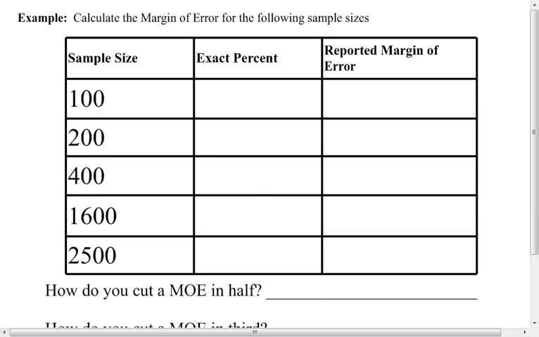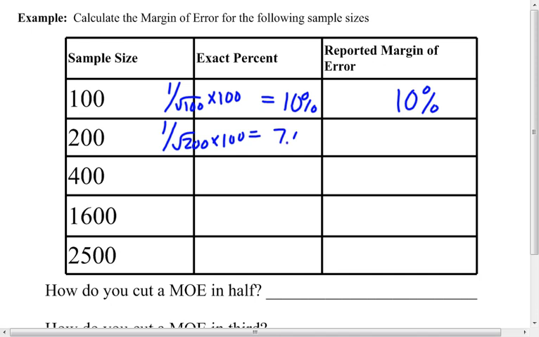All right, so we're going to look at some different sample sizes, and we are going to calculate their margins of error. So we'll start with a sample size of 100. To do that, you're going to take 1 over the square root of 100, and then times 100 just to convert it to a percent. And when you do that, you get 10%. It gets rounded to the nearest whole percent, so I actually don't need to round this one, but it would get reported as 10%. Okay? 200, I would take 1 over the square root of 200, times 100, and I would get 7.07%, but it gets rounded to the nearest whole percent, and so it would get reported as 7%.